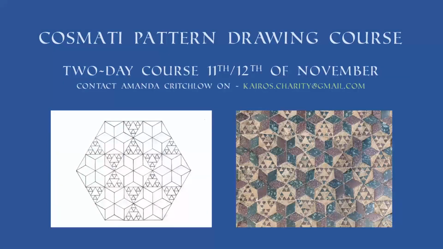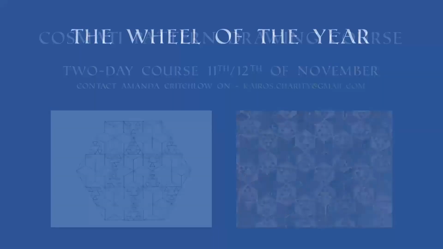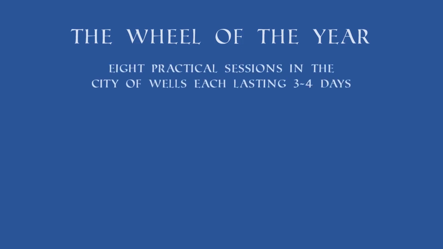Now, the other thing that I want to mention is something which I'm going to be beginning in September next year here in Wales. Now, it's going to be a set of 8 courses that will last for a year, and I'm calling it the Wheel of the Year. Now, it'll be 8 practical sessions. Generally, they'll be 3 days long over a weekend, so you'll need to take one day off, probably a Friday, and a couple of them will also be 4 days long. So when there's a bank holiday Monday, for instance, it will be a bit longer.